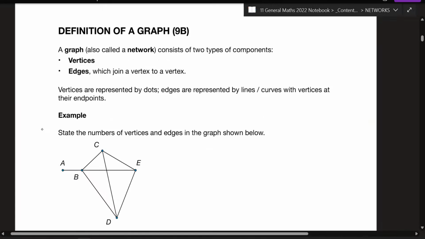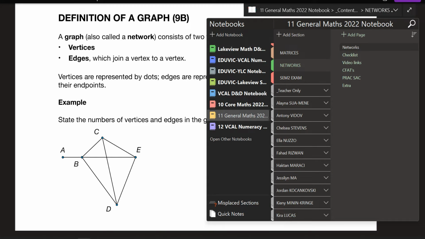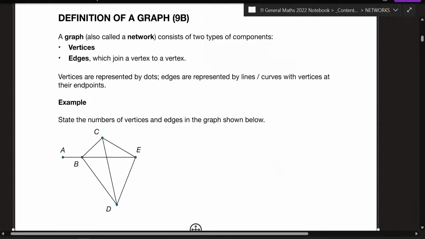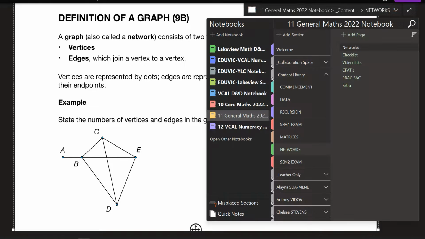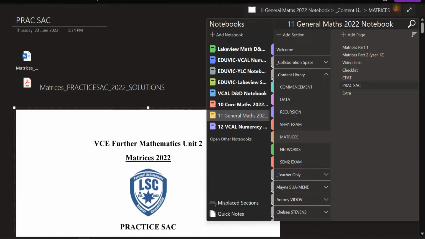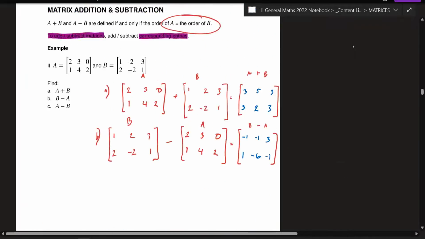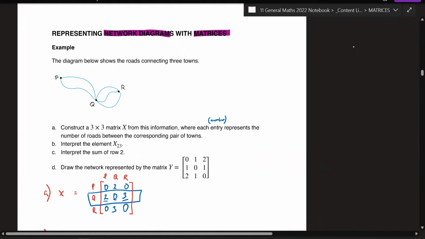When it comes to networks, if you think back to what we learned in matrices, I might pull that up real quick. This is some of the stuff that we'd already done. You'd actually already done some of this in chapter 5. Networks and diagrams and matrices. So it's actually not that hard. It's basically building off this concept of network diagrams and dots and lines.